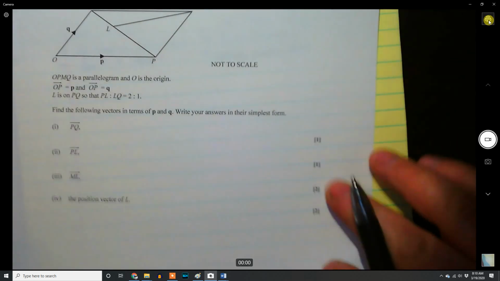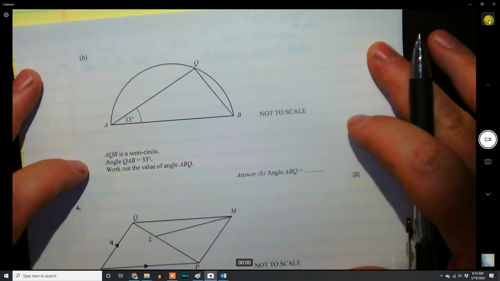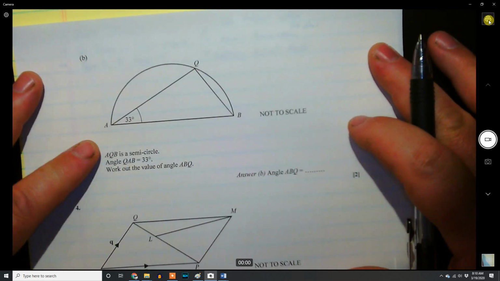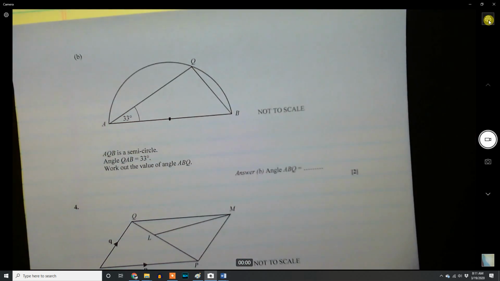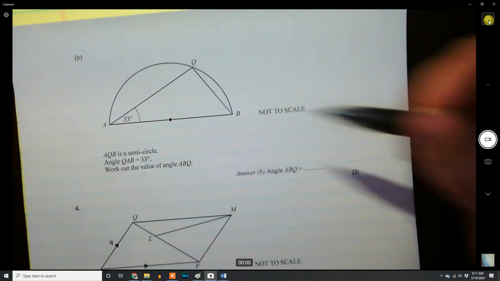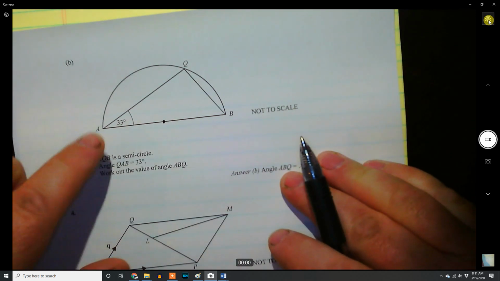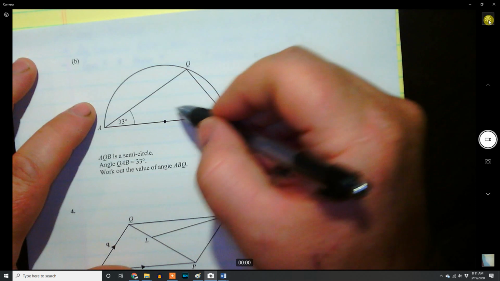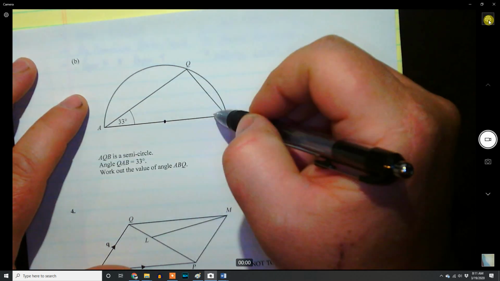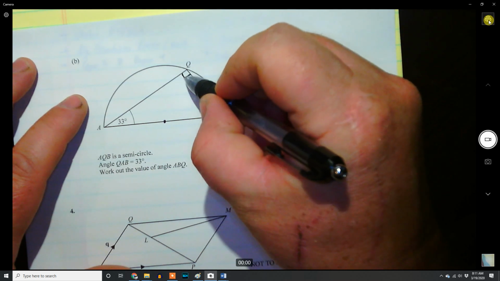All right, now, this one. It says ABQ is a semicircle. That's super important because that means if you found the midpoint right here, that's going to be the center of the circle. Semicircle cuts it in half, right? That makes this the diameter, okay? The reason that's important is because if this is the diameter, that means this is a right triangle, because any triangle that lies on the diameter, it's inscribed, is going to be a right triangle.